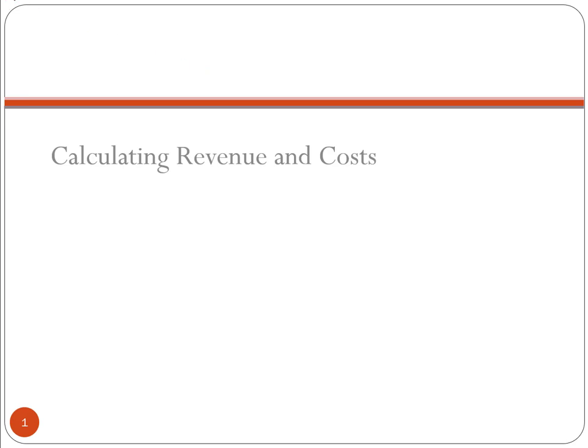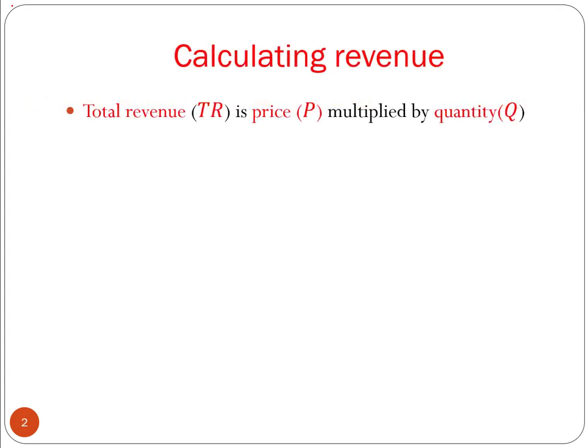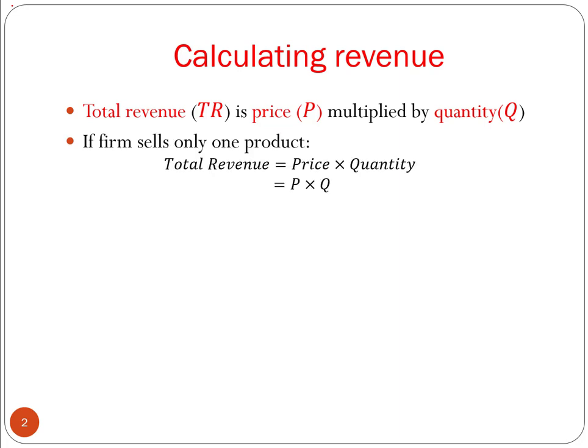So the first thing that we want to stress is that calculating total revenue is fairly straightforward. Total revenue is just price multiplied by quantity of the goods or services that you sell. So if you only sell one product, say you're an ice cream store and all you sell is single cones, then we'd calculate total revenue just by multiplying the price by the quantity.